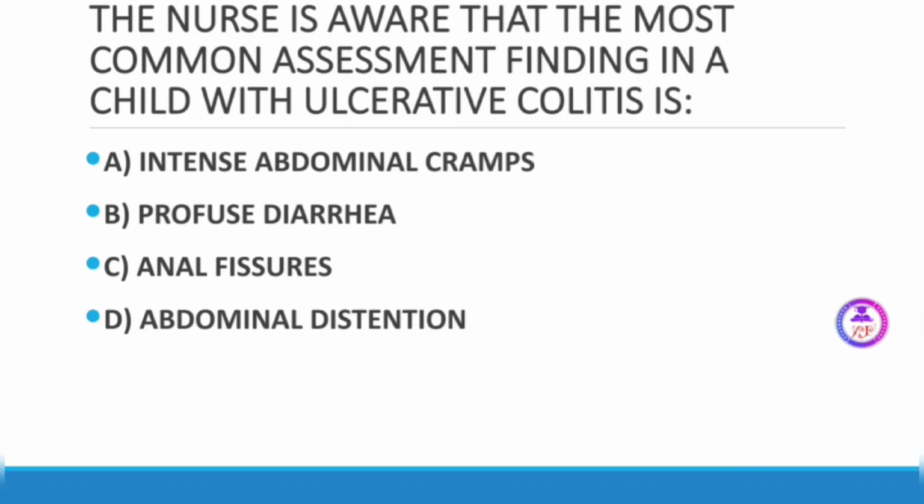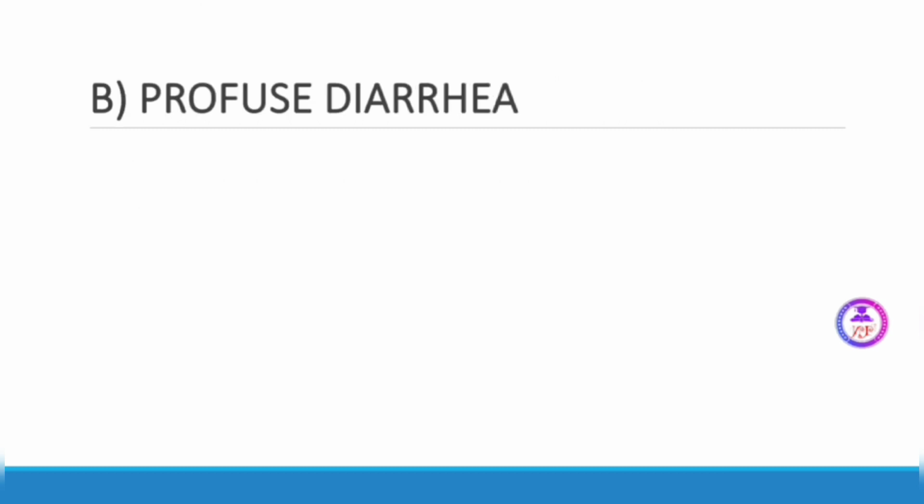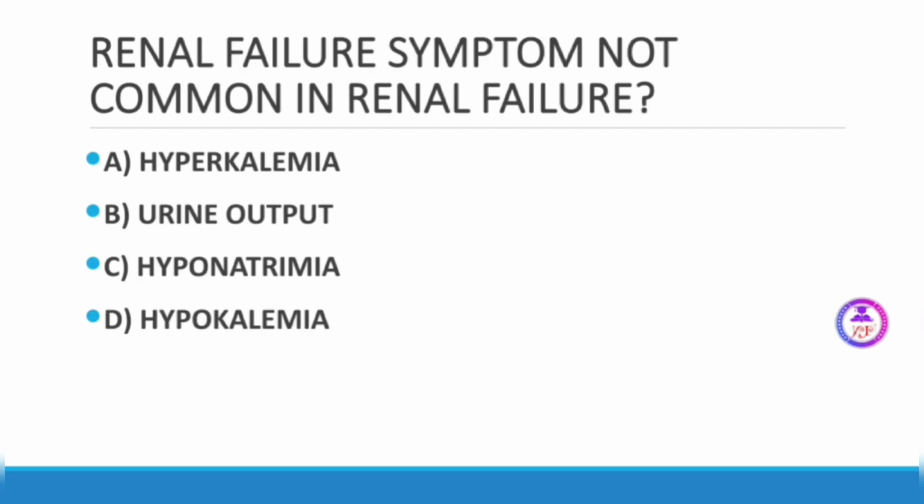The nurse is aware that the most common assessment finding in a child with ulcerative colitis is option A, intense abdominal cramps, B, profuse diarrhea, C, anal fissure, D, abdominal distension. See, whenever there is a finding that child is having ulcerative colitis, how the child will present? Child will present with the profuse diarrhea.